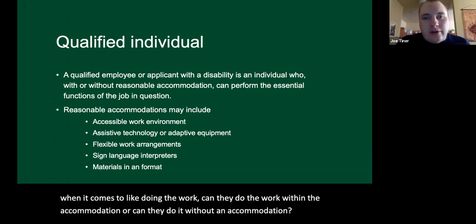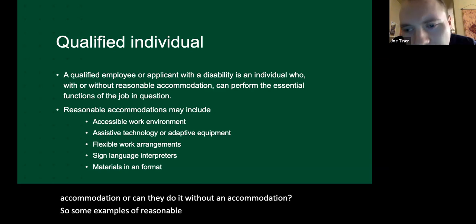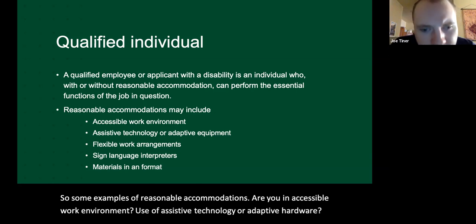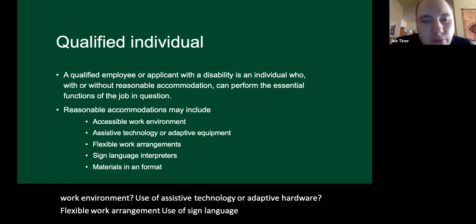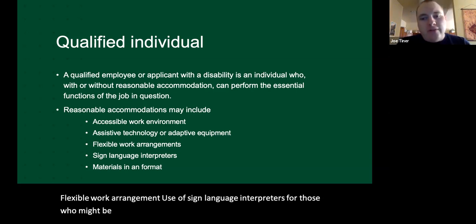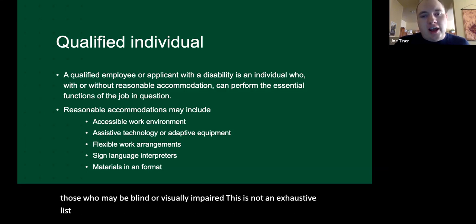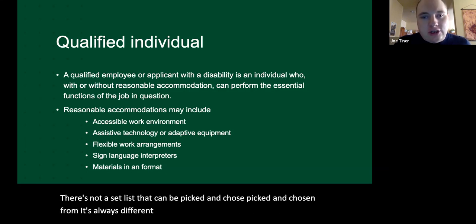Some examples of reasonable accommodations are an accessible work environment, use of assistive technology or adaptive hardware, flexible work arrangements, use of sign language interpreters for those who might be deaf, and use of accessible or alternative format materials for those who may be blind or visually impaired. This is not an exhaustive list, and accommodations are always determined on a case-by-case basis. There's not a set list that can be picked and chosen from. It's always determined case by case with each employer, each employee, and in each job.